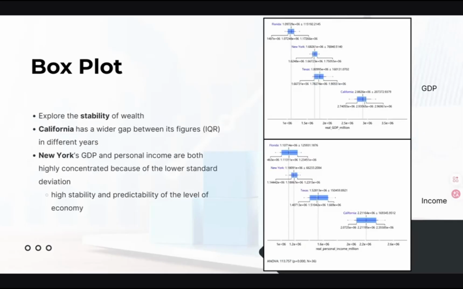After the comparison of the aggregate GDP and personal income, we further use box plot to explore the stability of wealth. Through this visualization, we can see that although California has the highest GDP and personal income, it also has a wider gap between its figures in different years, which means a larger IQR. In contrast, New York's GDP and personal income are both highly concentrated because of the lower standard deviation. Therefore, compared with other states, New York shows a high stability and predictability of the level of economy.